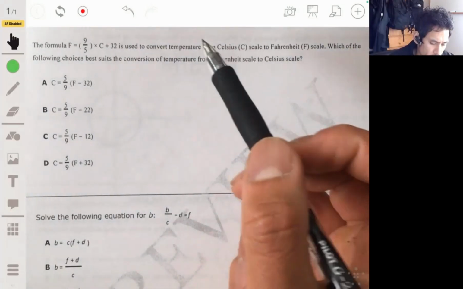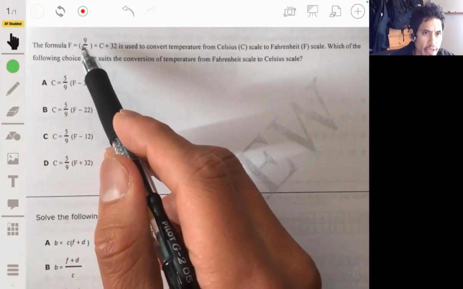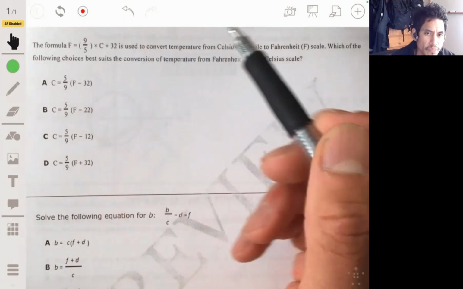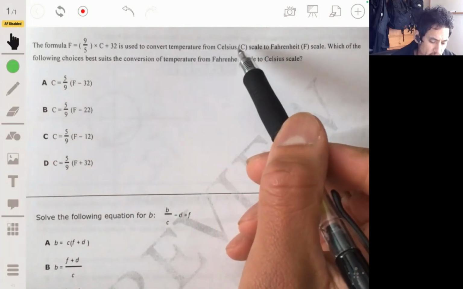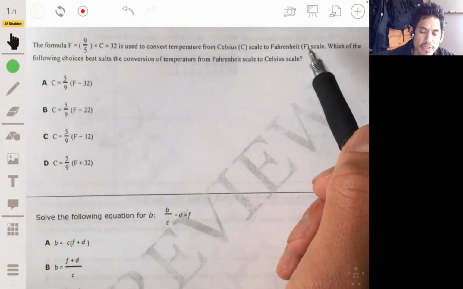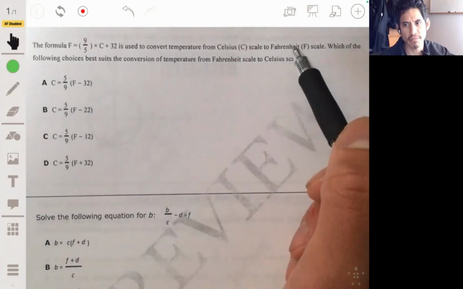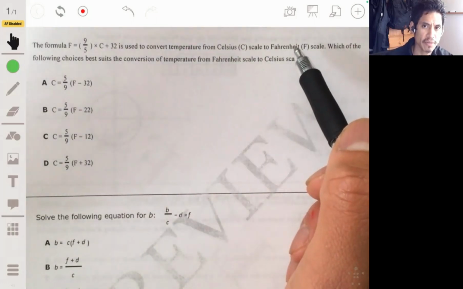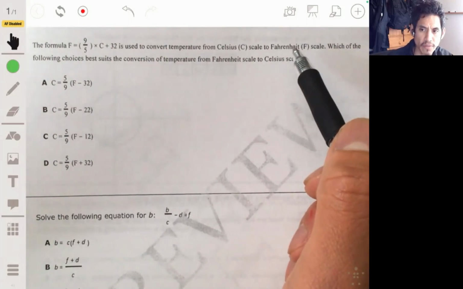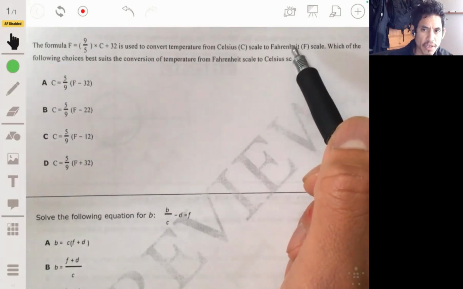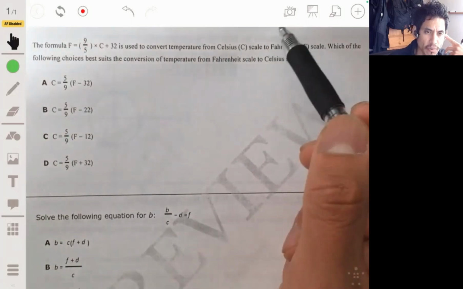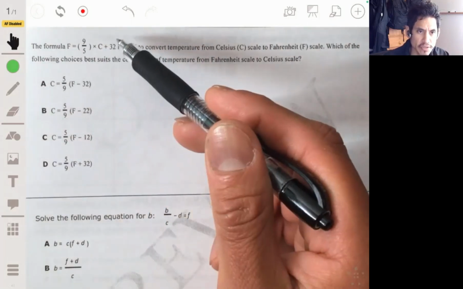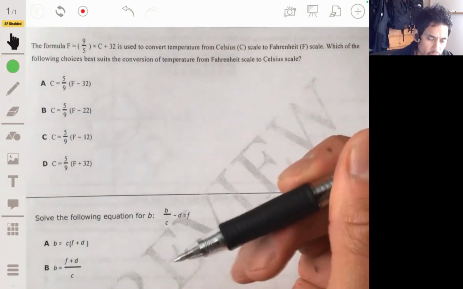All right, so the first problem we have, the formula for Fahrenheit, F is equal to 9/5 times Celsius plus 32. So this is used to convert Celsius to Fahrenheit degrees. So as you know, some countries in the West mainly use Fahrenheit for temperature, but in the East, Europe and Asia, they'll use Celsius. So we want to find the correct equation that does the conversion from Celsius to Fahrenheit correctly.